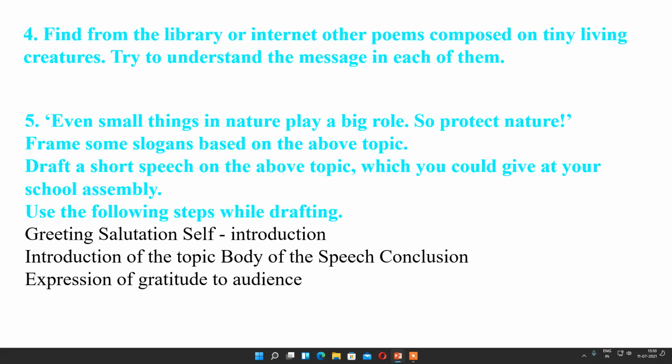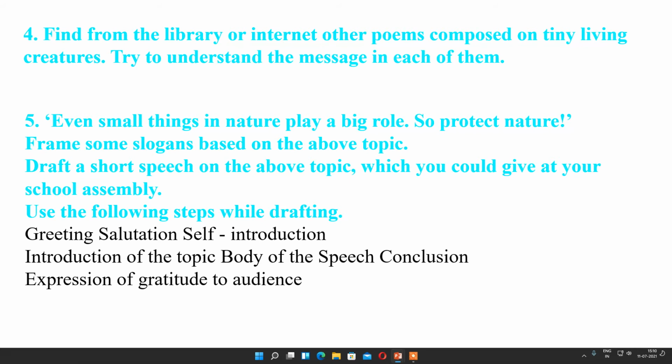Question number 4. Find from the library or internet other poems composed on tiny living creatures. Try to understand the message in each of them. So if you try, you will find many poems on insects, especially on butterflies and spiders. You can go through them, so you will understand what message the poet wants to convey.